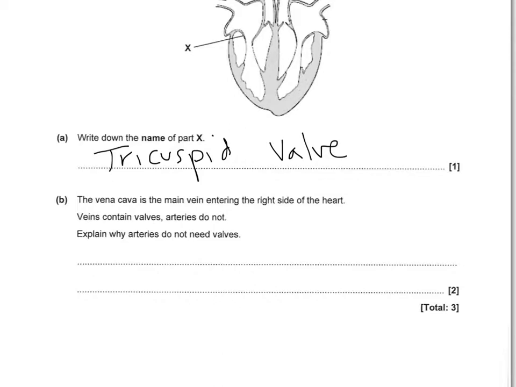Next question. The vena cava is the main vein entering the right side of the heart. Veins contain valves and arteries don't. Explain why arteries do not need valves. Your first mark is for saying what valves do, so they prevent backflow. And the second mark is saying why arteries don't do that. It's because the pressure is always high enough to prevent backflow or push blood forwards. Or you could say that pressure is higher in arteries than veins. So first, valves prevent backflow.